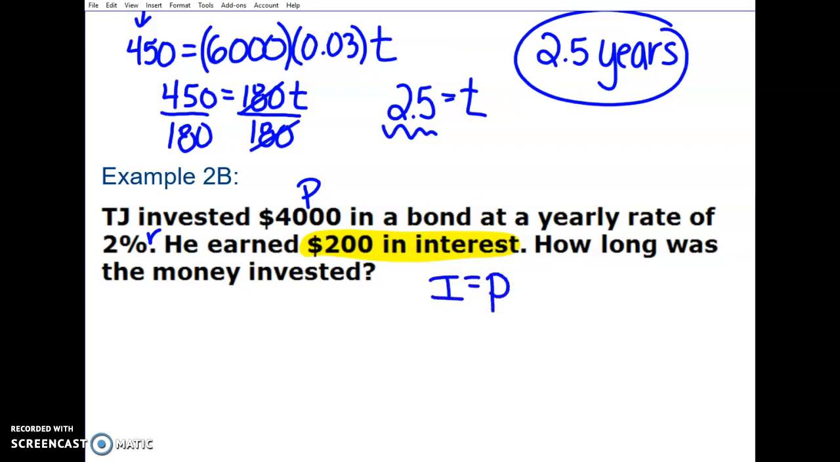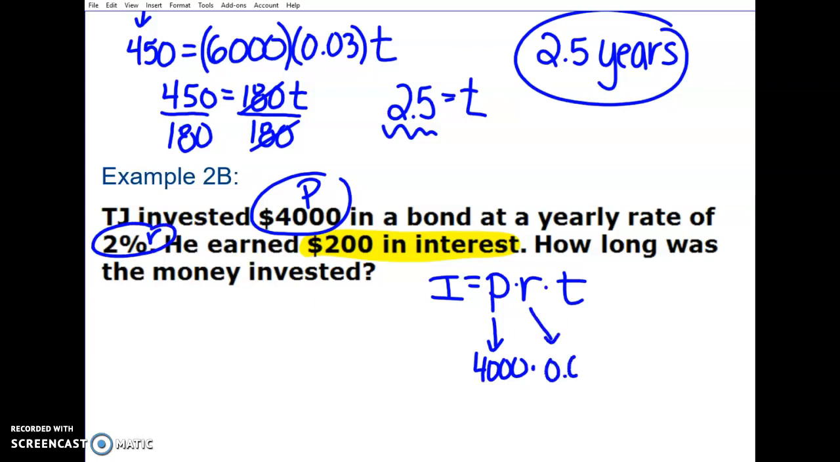Once again, we're going to write down our original formula. Interest is equal to principal times rate times t. I know my principal is 4,000, so I'm going to put 4,000 in for that. I know my rate is 2%. That's going to be written as a decimal, so 2% means 2/100ths. I know that my interest is $200. And once again, we're going to figure out how long that was for.